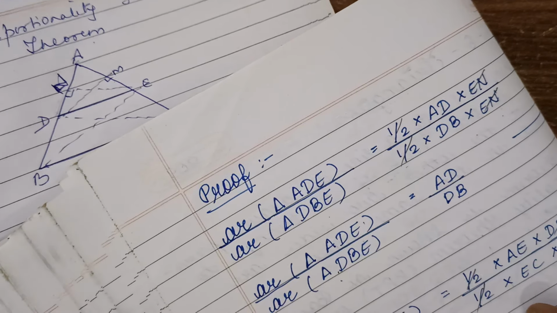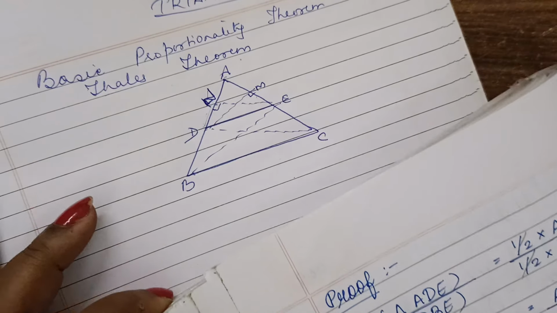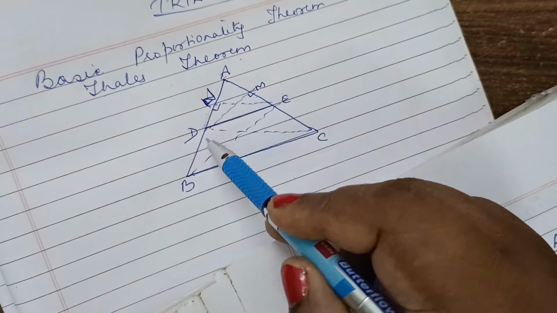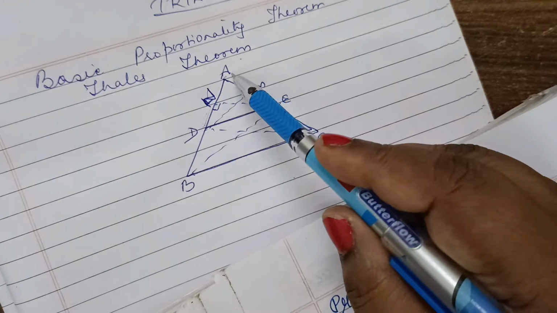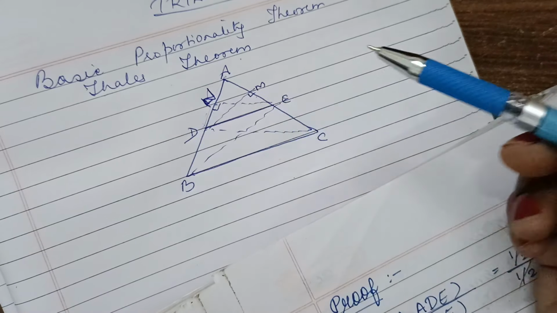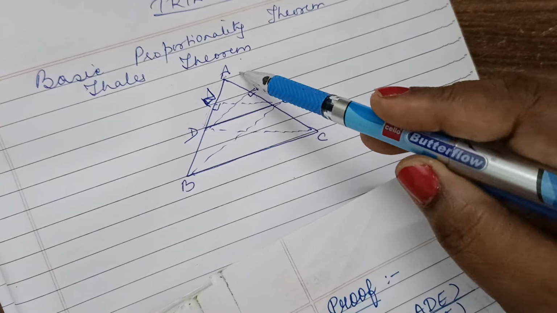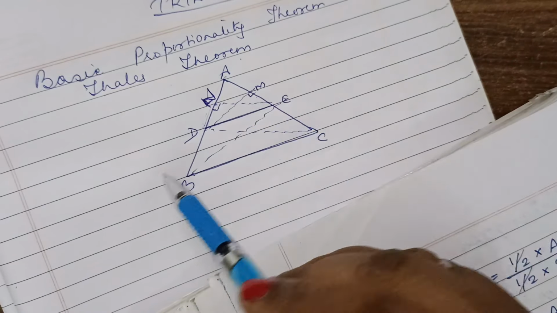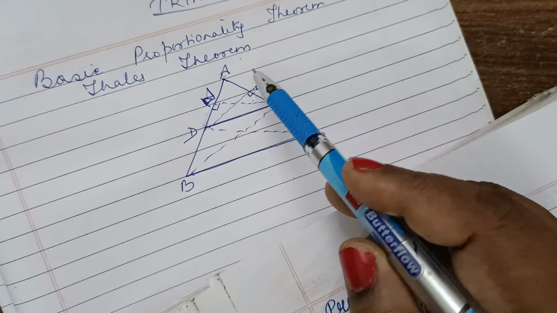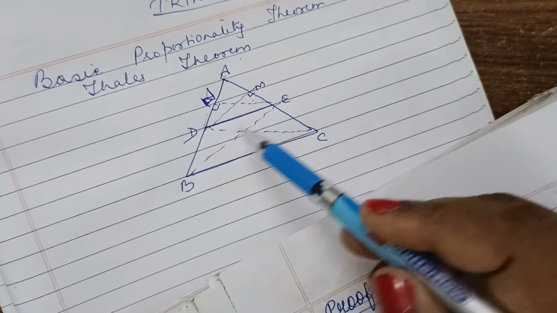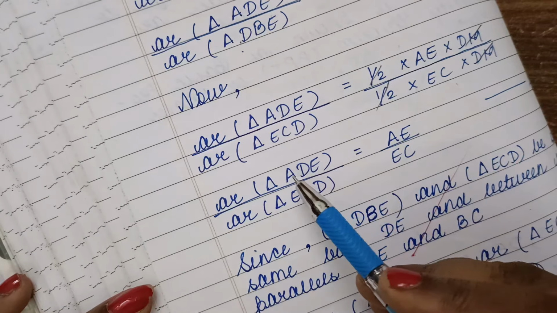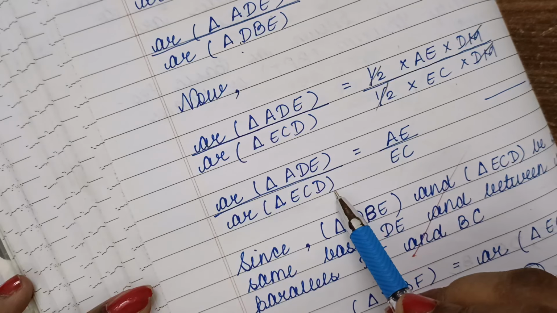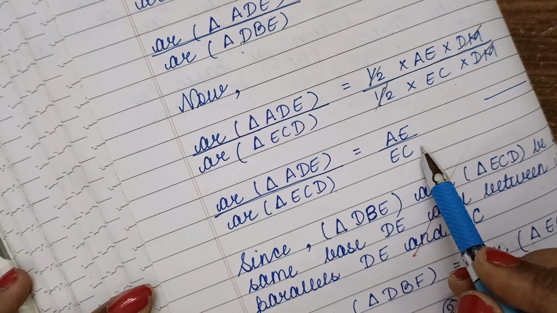Now let us see triangle ADE and ECD. Again, if you take triangle ADE, it will be equal to half base, that is AE, into height, that is DM. So half AE into DM divided by half EC into DM, isn't it? So area of triangle ADE by area of triangle ECD equals AE by EC.